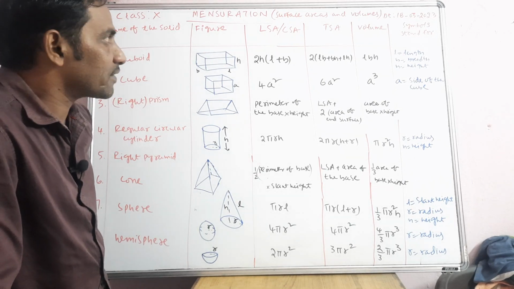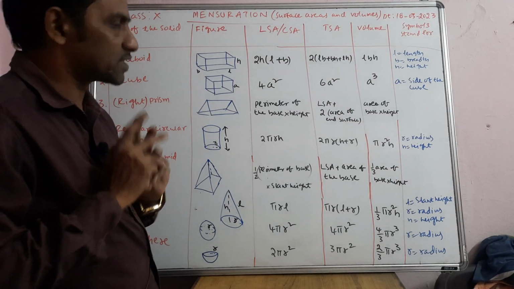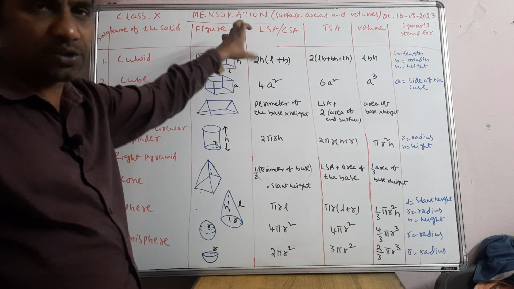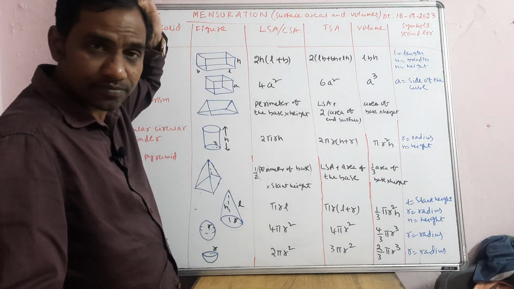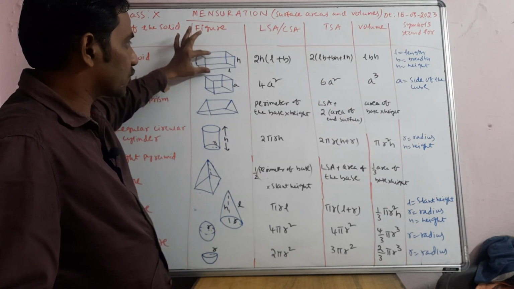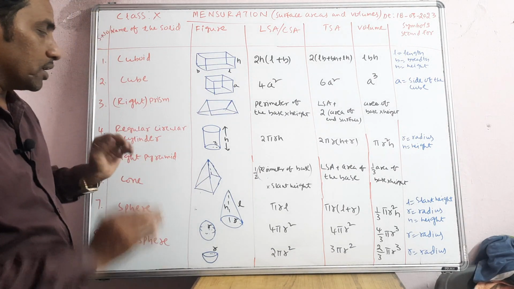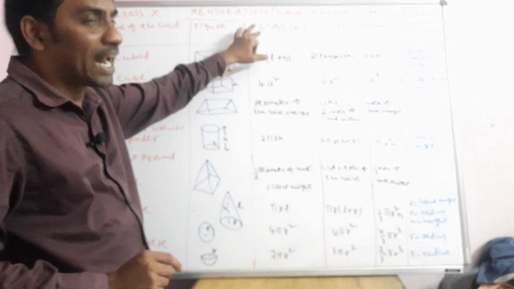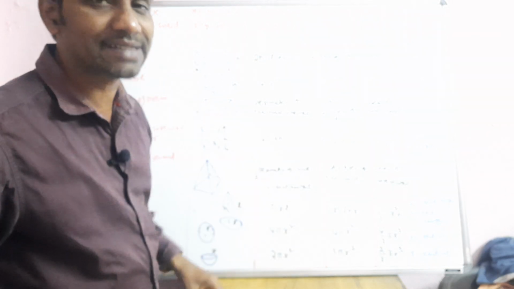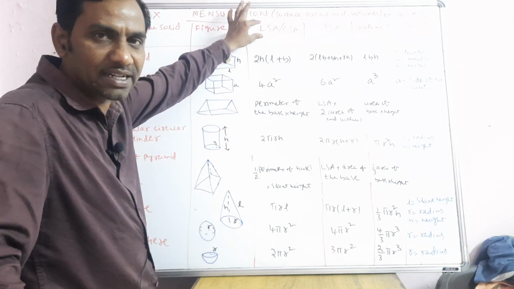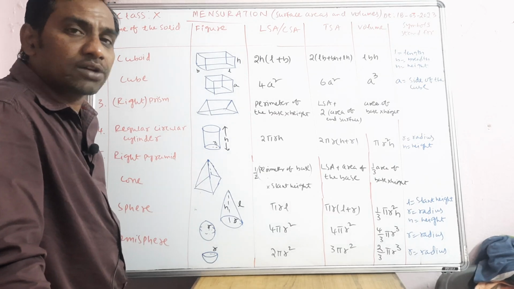Now I am explaining the formulas. In these formulas two things you have to remember. Everything is on the board, that's clear, but why I wrote LSA and CSA: whenever you have flat surfaces, like a cuboid, cube, prism or pyramid, for these surfaces we use the LSA symbol, which we call lateral surface area, LSA in short. Now CSA means curved surface area.